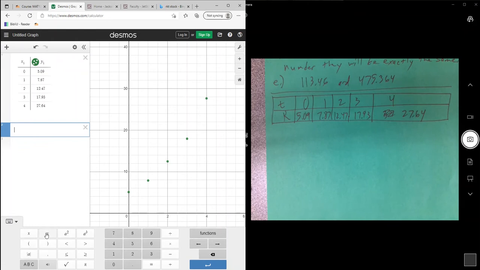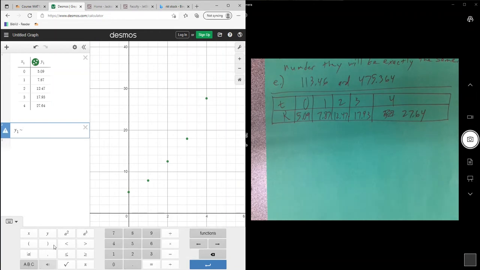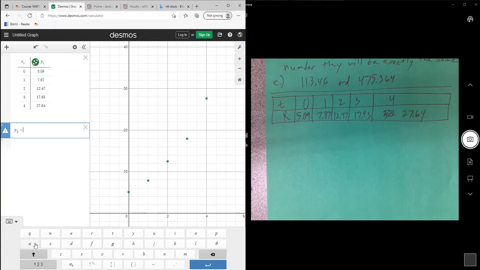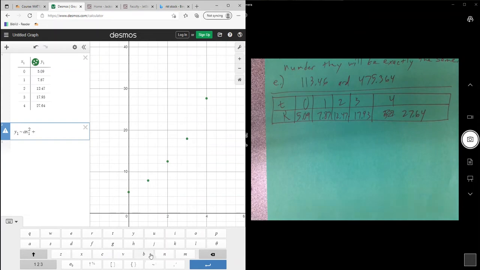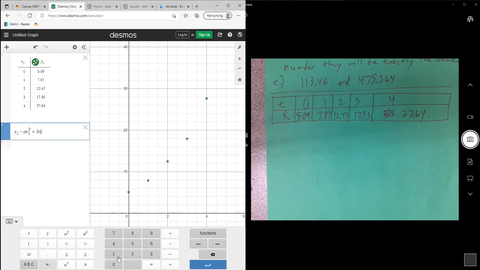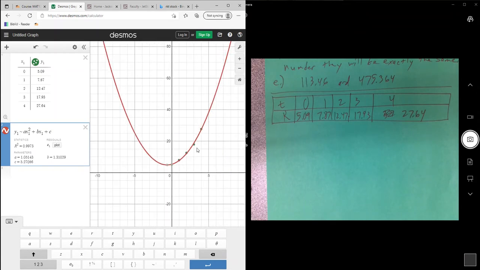So we will have y sub 1, have to do our tilde, and then we will have, we're actually supposed to have a x sub 1 squared plus b x sub 1 plus c. Standard quadratic formula. And here is the graph.